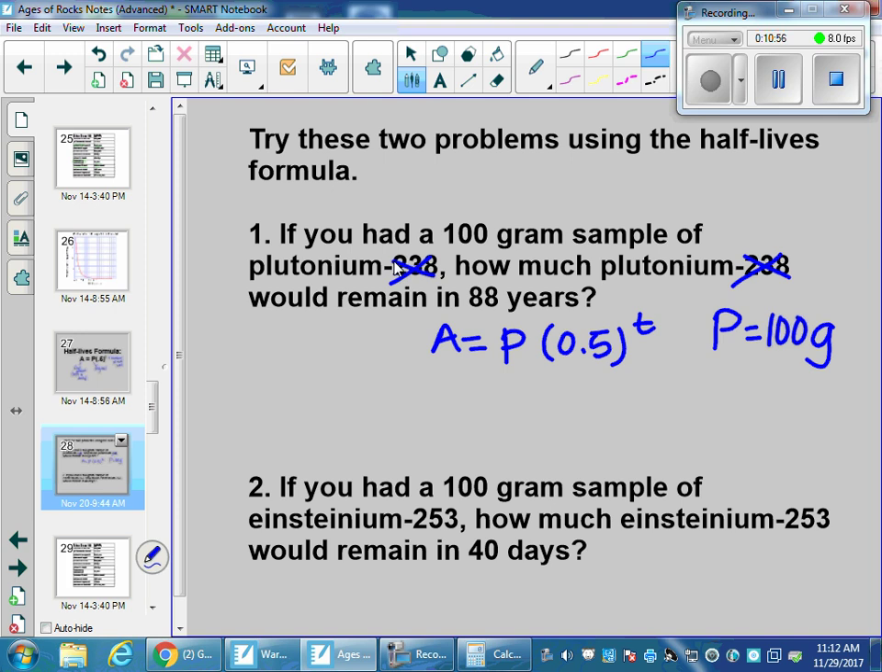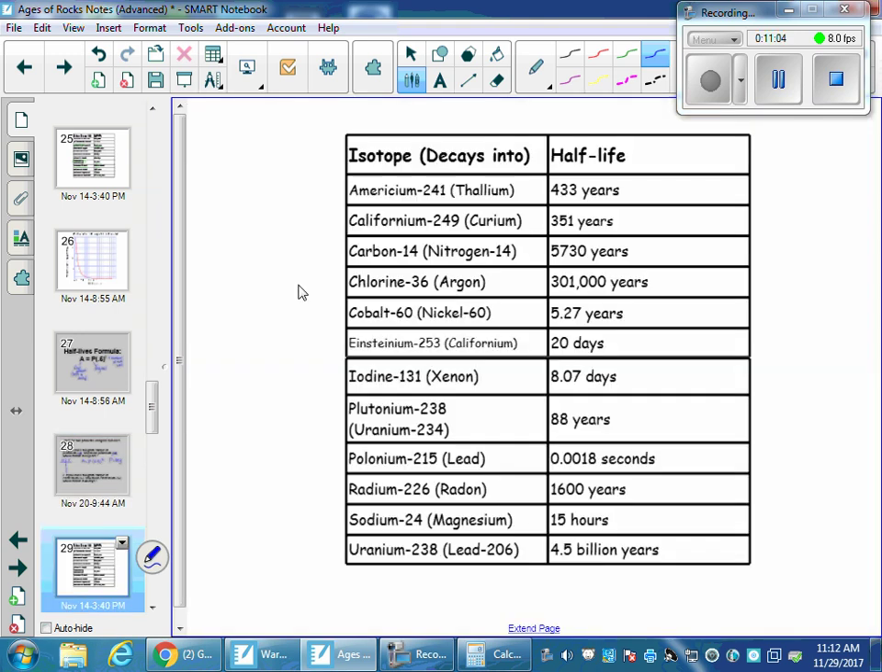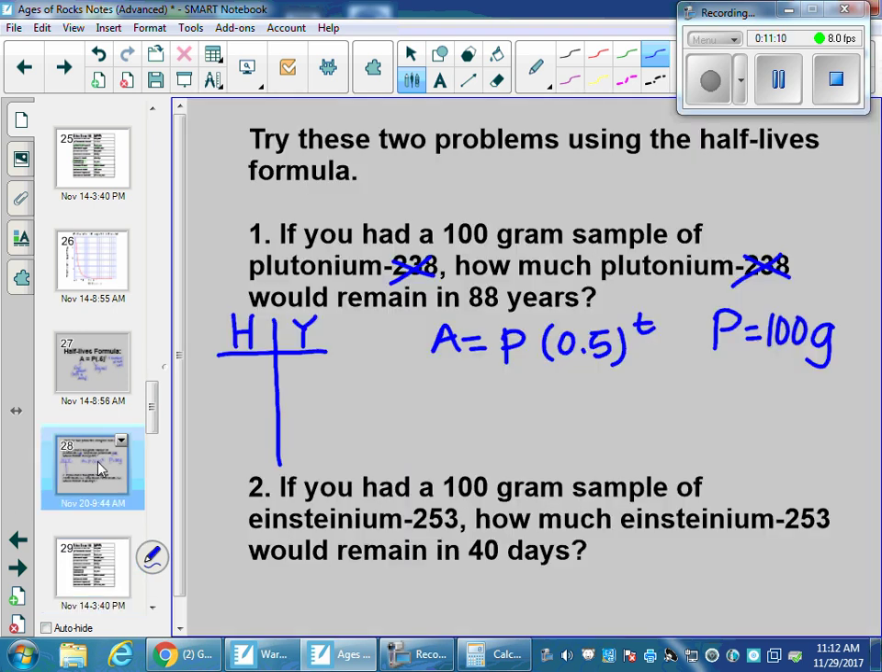So we can set up a T-chart for the half-lives and the years. Now you need to go back to your chart and look at the half-life of plutonium-238, and if you look at it, it is 88 years. Now this is a pretty basic example, but I want to show you how to set it up for things that are more complicated. So in 0 half-lives, we've had 0 years pass. Nothing has happened yet. In 1 half-life, it would be 88 years.